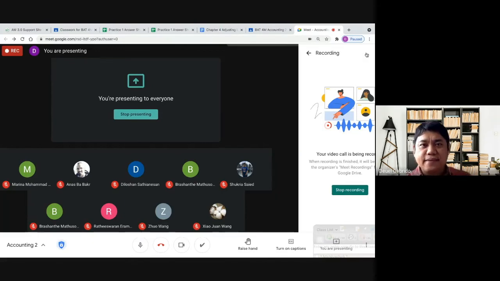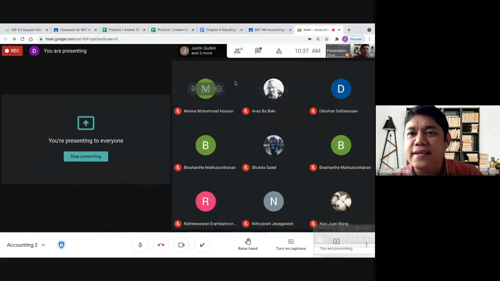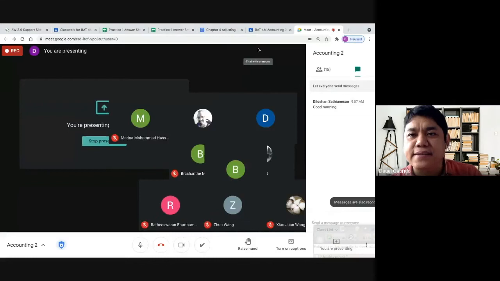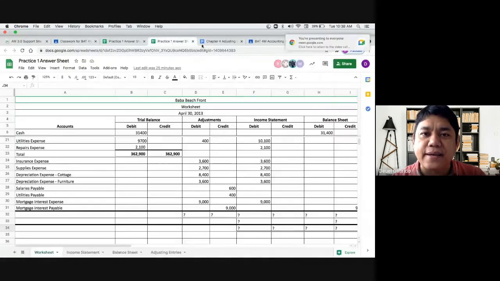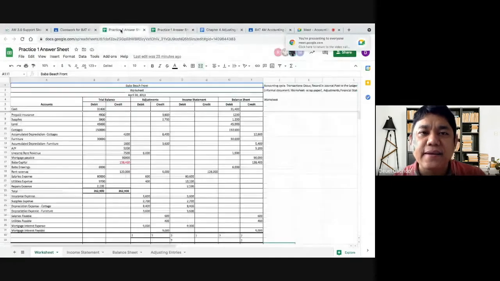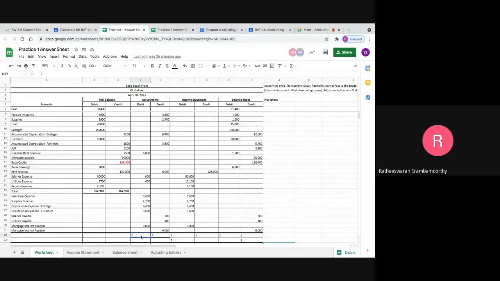No one? It's just Ratishwaran and Sukriya's opinion. Okay, so let's see. Let me try, let's do it together then. Let's see if Ratishwaran's answer is okay. Can you recalculate the capital from the debit and credit?